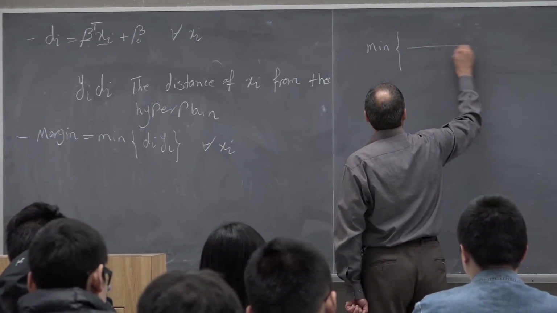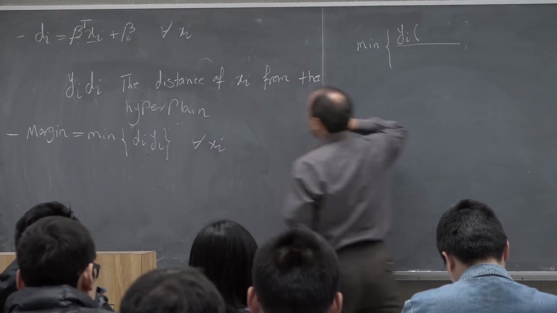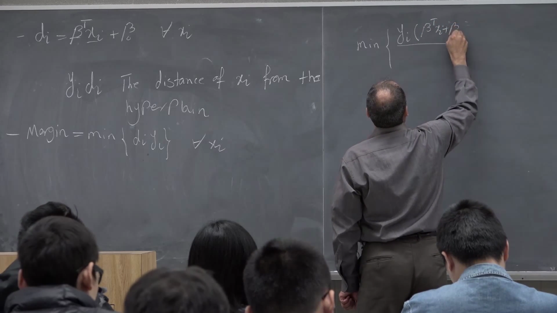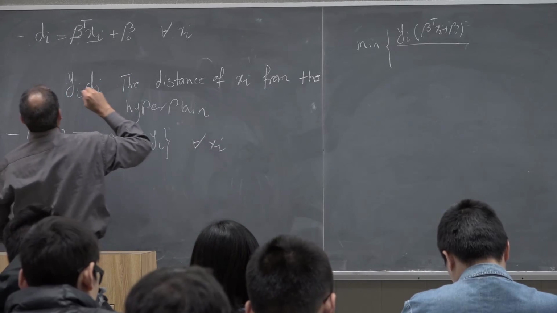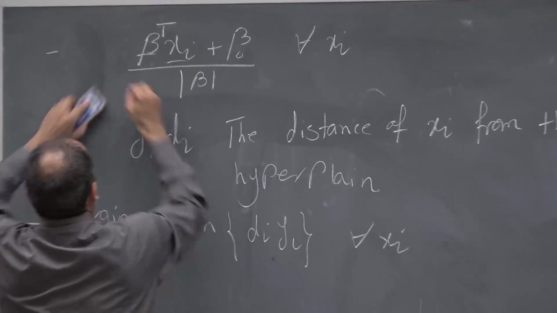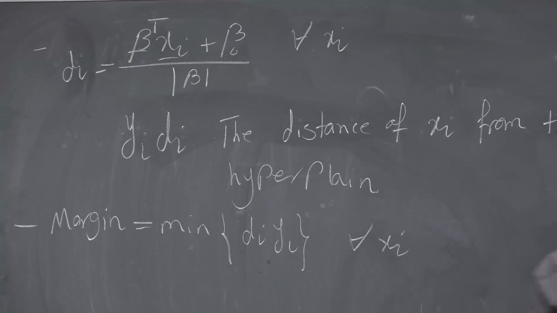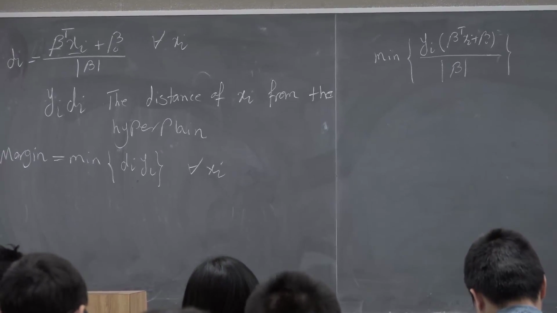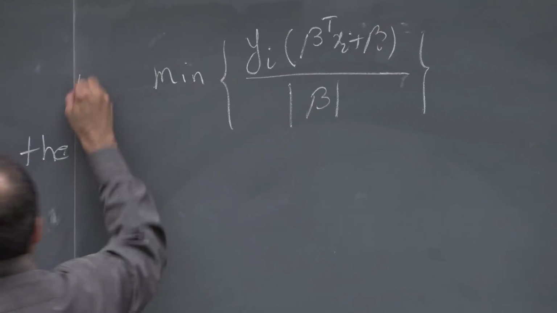Okay, this margin is basically the minimum of yi times di, where di is beta transpose xi plus beta null. And don't forget that this needs to be normalized. I mean, that was true if beta is normalized. If it's not normalized, you always need to normalize. Okay. So that's going to be my margin.